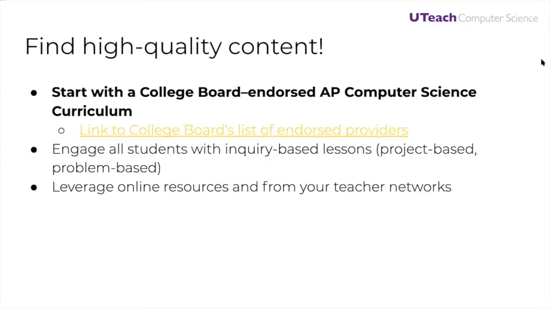Now, the second pillar has to deal with content. So you want to start with a College Board endorsed AP Computer Science provider. You want to use a College Board AP Computer Science curriculum because they have gone through a rigorous vetting process. Right? To become a College Board endorsed provider, you need to really have a rigorous curriculum.